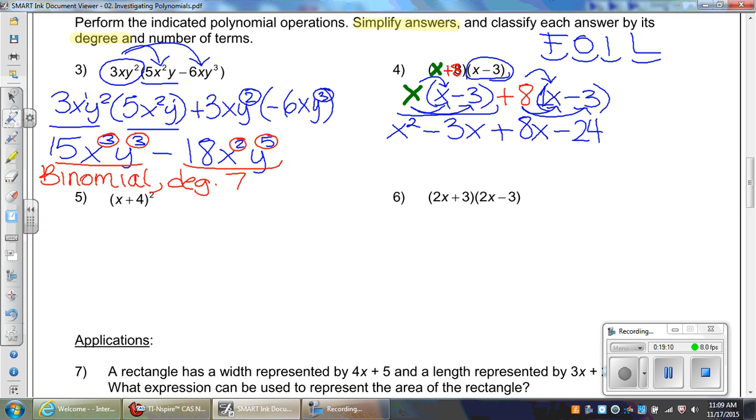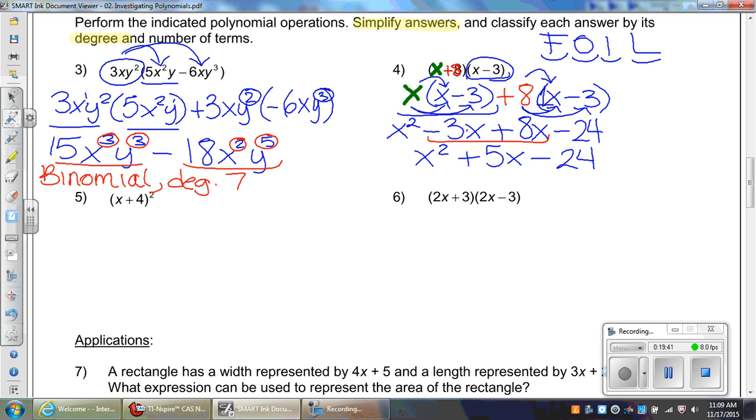Okay, very good. And then, of course, you notice that the 2 in the middle are like terms, right? Yes, we all see that because they all have x to the first power. So we're going to combine those by adding the coefficients. So negative 3 plus 8, that will be positive 5. And let's not forget we're talking about x. So positive 5x. And then negative 24.